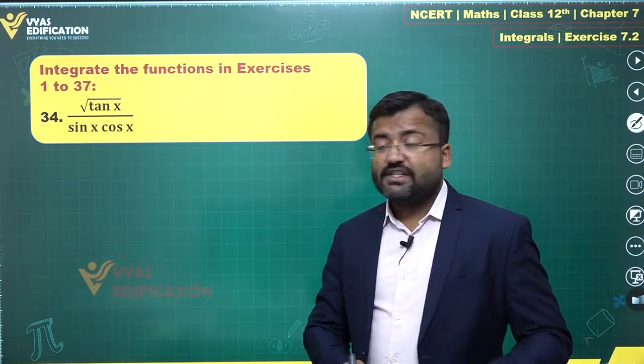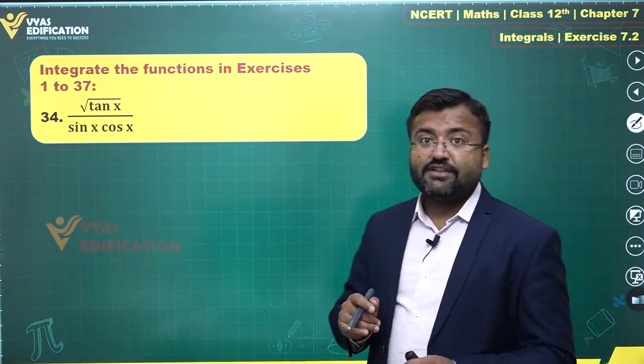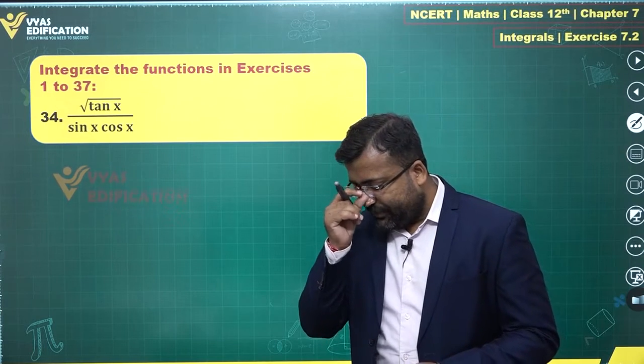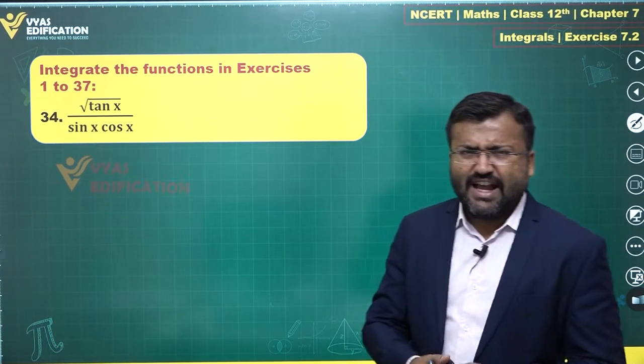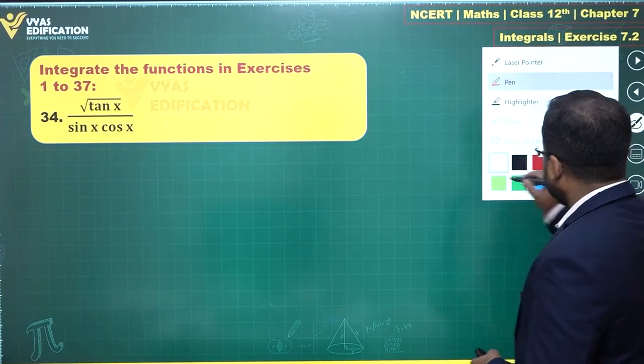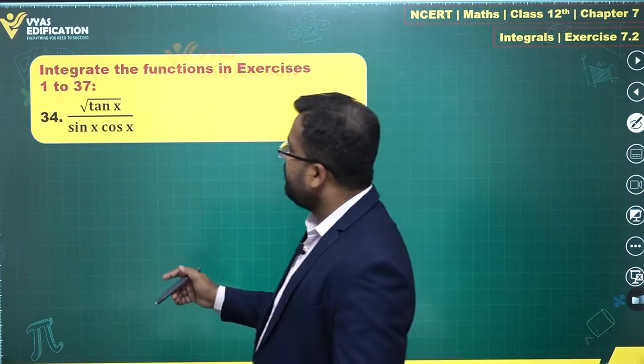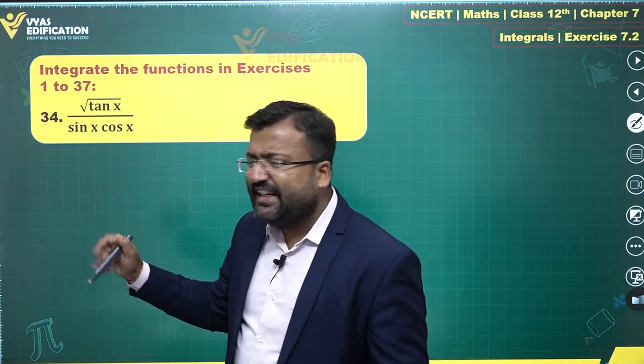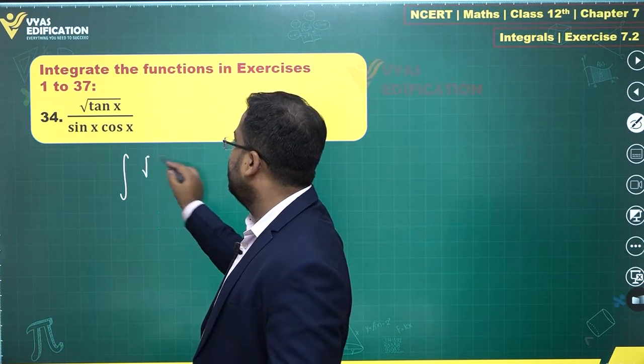The 34th question says we have to integrate root tan x upon sin x times cos x. How do we handle this? Root tan x is creating a problem. So one of the ideas is we can substitute tan x equals t. Yes, and that is the idea that will work over here. But first we'll have to create the derivative of that tan x.